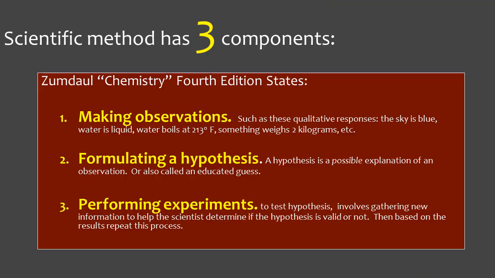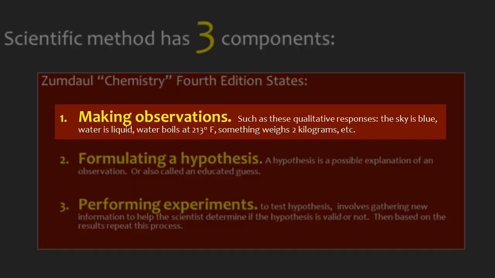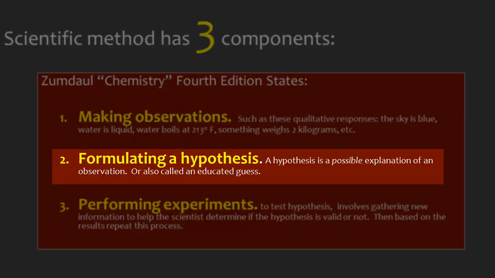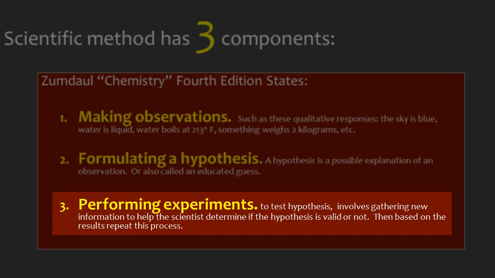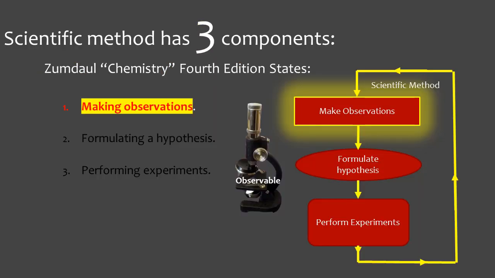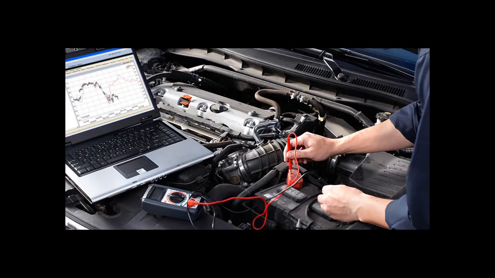The scientific method has 3 components. First, making observations, and second, formulating a hypothesis, and from there, performing experiments. It is pretty obvious what making an observation is. You can use an example of a mechanic who's looking at a car engine in order to determine what may be wrong with it. In the process of making those observations, the mechanic may use tools and diagnostic equipment.